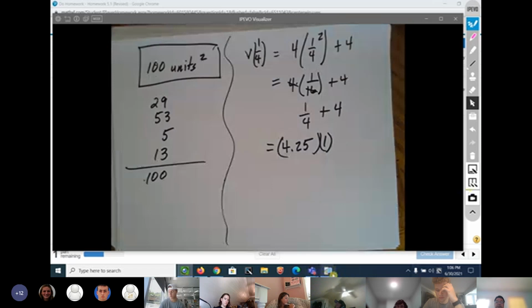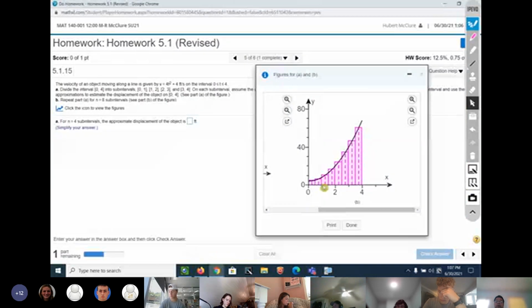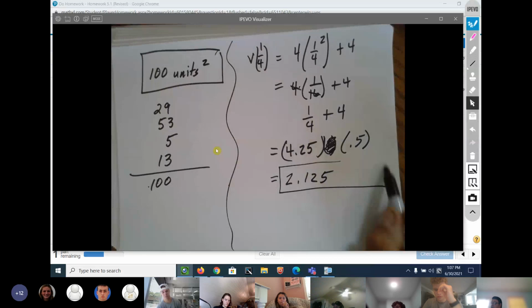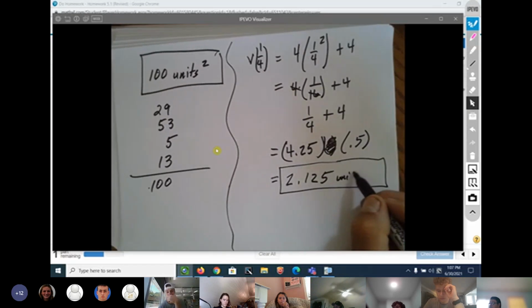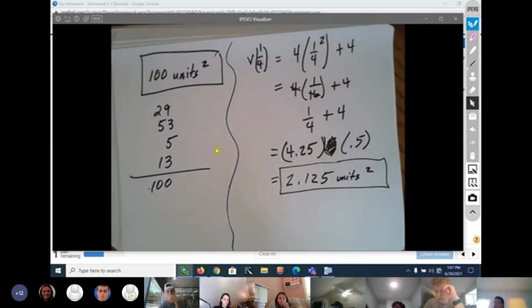Let's see, what's the base? This should be 0.5. Let's look. The base, there's 1. Yeah, 0.5. So that's going to be times 0.5. So your first rectangle on the 8 rectangle is going to be 2.125. Somebody check my math. What's 4.25 times 0.5?